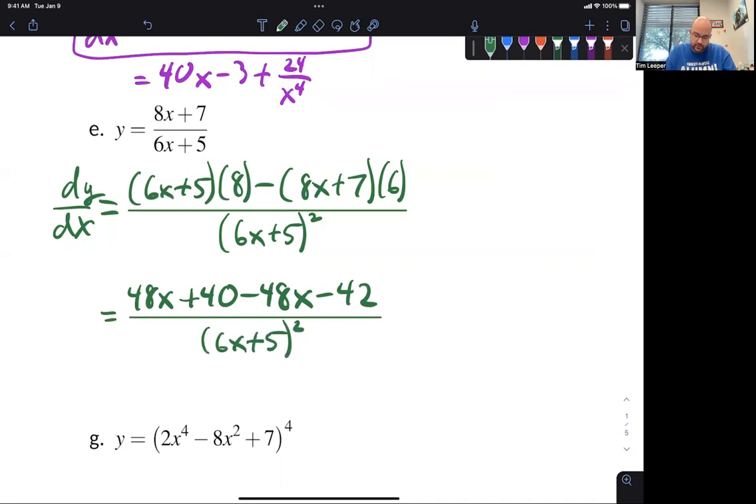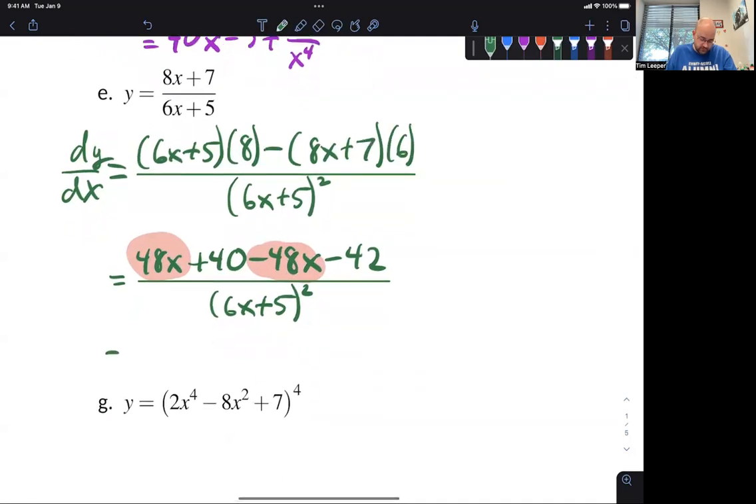Good. Now notice that the 48x and the minus 48x cancel each other. So what we're left with here is 40 minus 42, which is negative 2, over the denominator of 6x plus 5 squared. And that is our derivative. There we go.